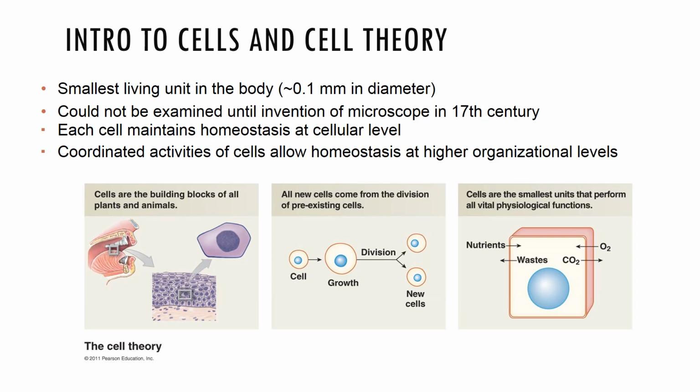Each cell maintains homeostasis at a cellular level, and we couldn't examine cells until the invention of the microscope in the 17th century. But our cells have coordinated activities that allow for homeostasis at a higher organizational level. And we're going to talk about how cells come from the division of pre-existing cells and the vital functions that cells produce and perform for us every second of every day within the human body.